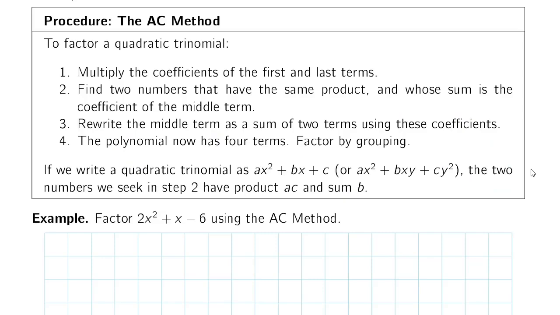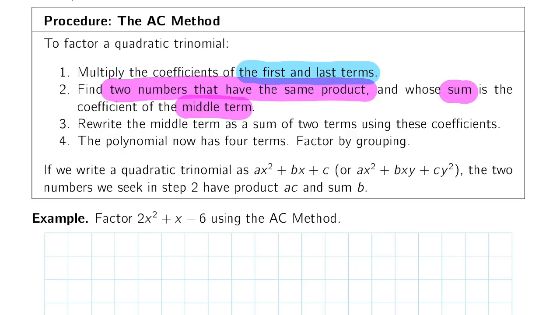To factor a quadratic trinomial, we will first multiply the coefficients of the first and last terms. And then we'll find two numbers that have the same product and whose sum is the coefficient of the middle term. We can then split up the middle term as that sum, giving us a polynomial with 4 terms. And we already know how to factor a polynomial with 4 terms as the product of 2 binomials. That's just the grouping method.